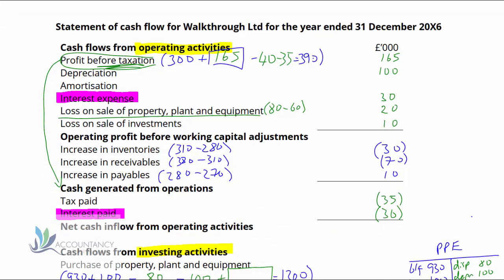So in the first part of our answer, and remember in the real assessment this would be shown as a separate task just to do this first element. So we've got our operating profit before the working capital adjustments of 325, and then when we deal with our inventory, receivables and payables, that gives us a total of 235. We then deduct the tax paid and the interest paid, so we have a total cash inflow from operating activities of 170. So that would be the total at the bottom of the first part of our answer.